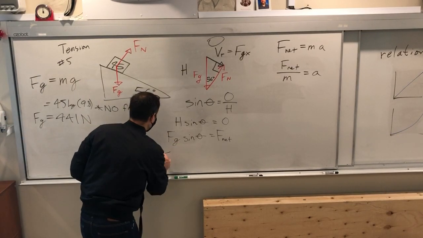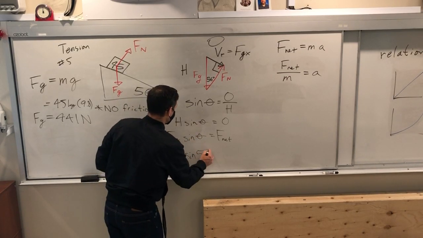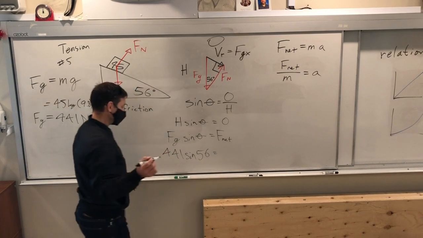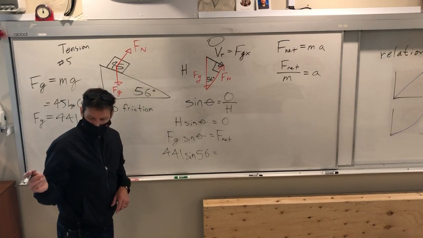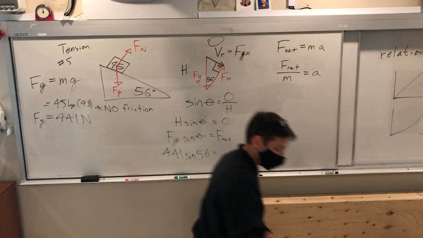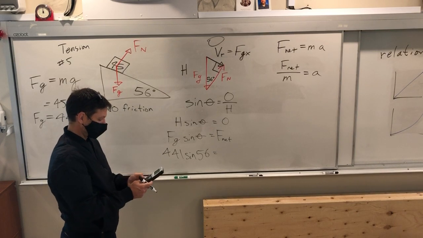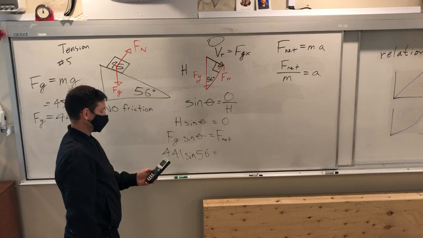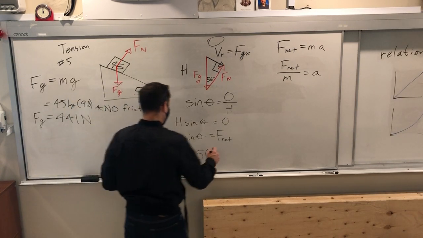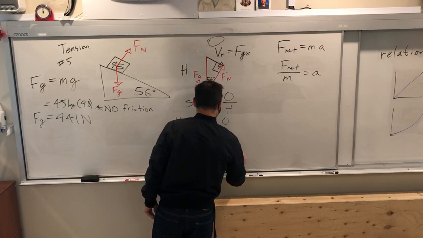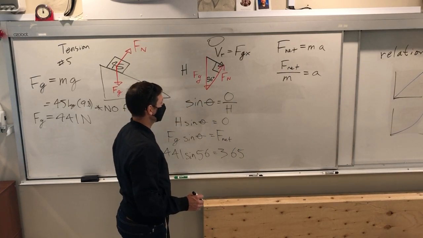So this is going to be 441 times the sine of 56. And that's going to equal, I don't know, what is it? 365. Yeah, 365.6. I like the number 365, so we'll just leave it at that.